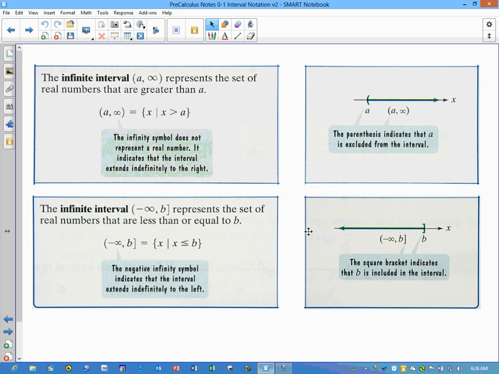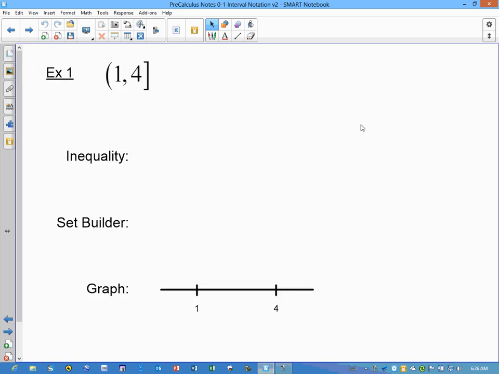Alright, let's look at an example of what you'll need to be able to do in these sections. If I give you an interval, and I might give it to you in interval notation, inequality, or set builder, if I give it to you in one of those three, you should be able to rewrite it in the other two plus graph it. So let's take this example.